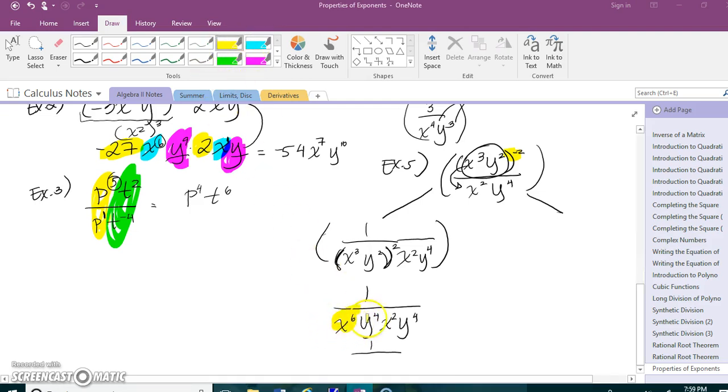So you're going to combine your x's and you're going to combine your y's. All the powers are positive, so you don't have to do anything anymore. So now you add. So that'd be x to the 8th and y to the 8th once you've added.